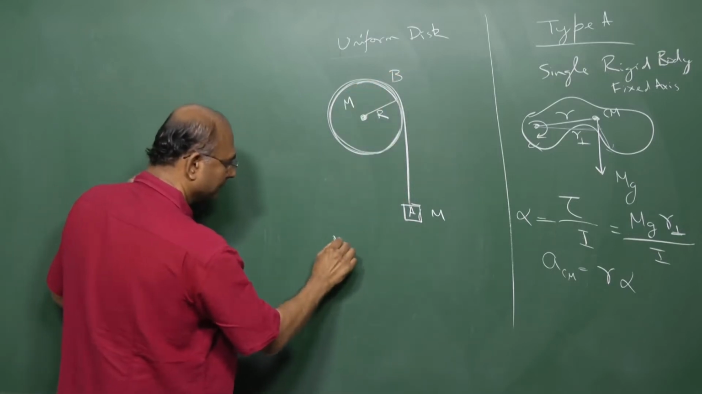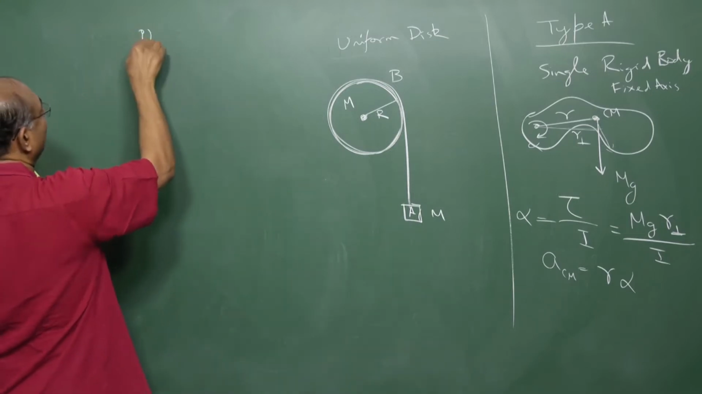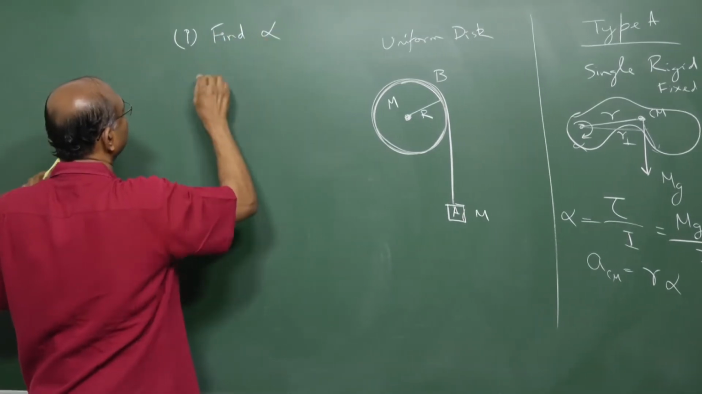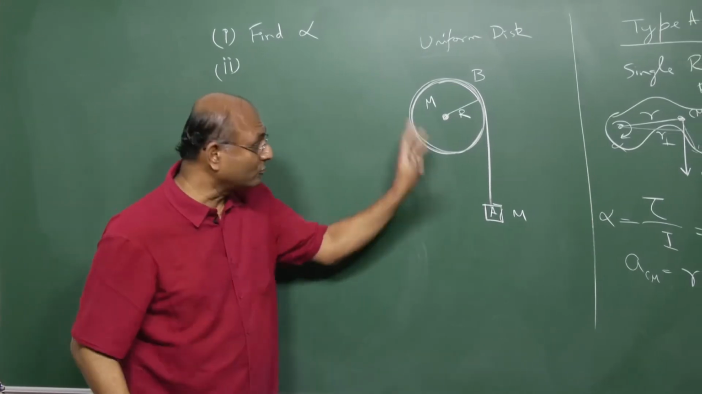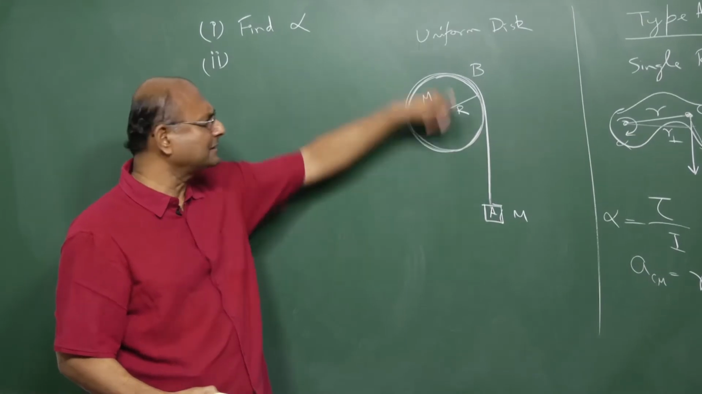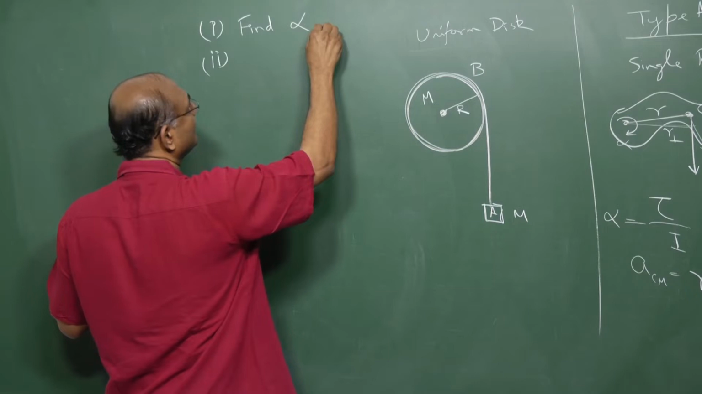Question 1. Okay, let me write the questions here. Question 1. Find alpha. Alpha for what? Because now there are 2 objects, right? I have to talk about alpha for what? This guy doesn't have an alpha. Why doesn't it have an alpha? It's just going down. So this fellow is rotating. So find alpha for the disk.